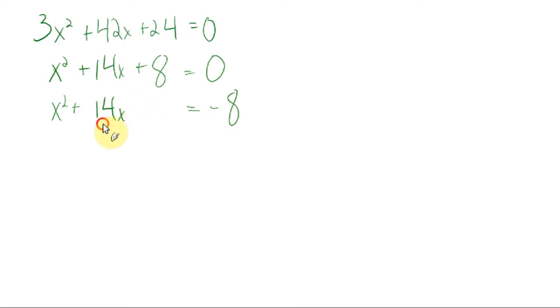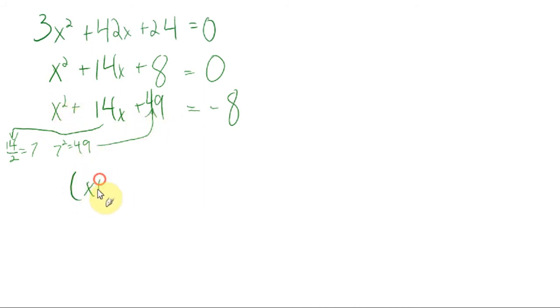And what number are we going to put here? First, we'll take 14 and divide it by 2. We'll find that 7, then we take 7 and square it, that's 49. And that is the perfect number to go right there. Remember, that's completing the square. It's completing the square because now this will factor as x plus 7 squared. That's a perfect square.